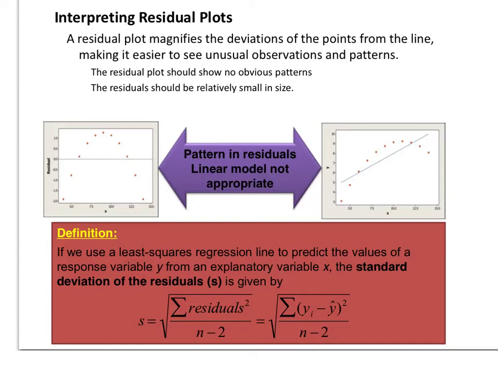Residual plots are really important, so you must interpret them correctly. The residuals need to be small in size, and there should be no obvious patterns. If you look at these two residual plots, there are patterns in both of them. It would not be appropriate to use a linear model for those. The least squares regression deals with the standard deviation of the residuals. Again, this is not a formula you have to be familiar with, but it is the formula they use to calculate the standard deviation of the residuals.